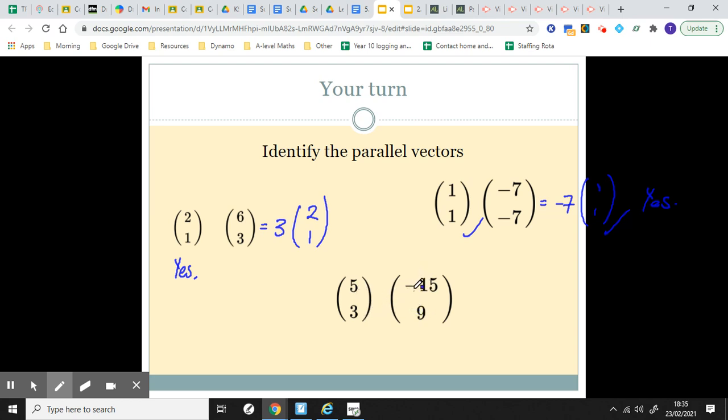And lastly, 5 to 15 is times by 3, 3 to 9 is times by 3, but this is a negative 15, so I would have to multiply it by a negative 3 both times or a positive 3 both times. So for example, I could rewrite this as 3 lots of negative 5 and positive 3, but this vector is not the same as this. So no, not parallel.